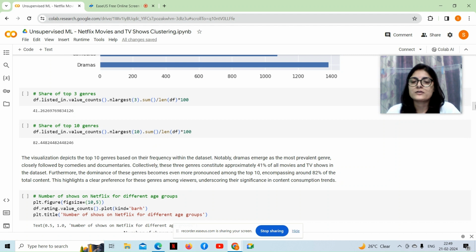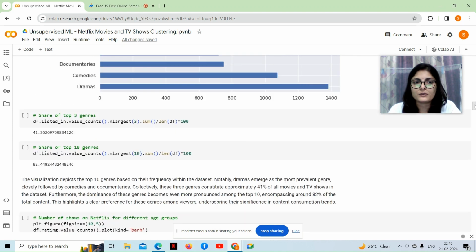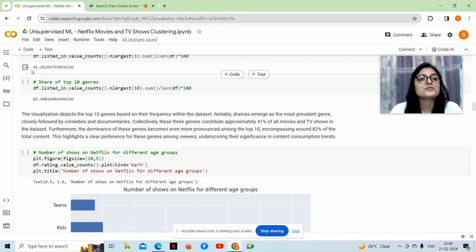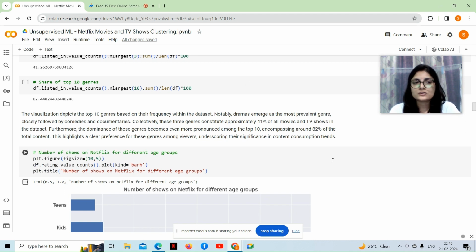Dramas, as I already told you, emerge as the most prevalent genre, closely followed by the comedies and documentaries. Collectively, these three genres approximately constitute 41% of all movies and TV shows, and if we are talking about the share of the top 10 genres, it becomes 82% of the total content. This highlights a clear preference for these genres among viewers, underscoring their significance in content consumption trends.